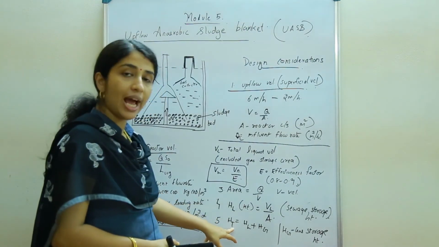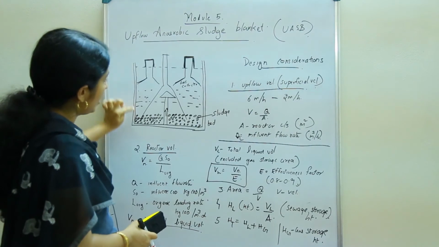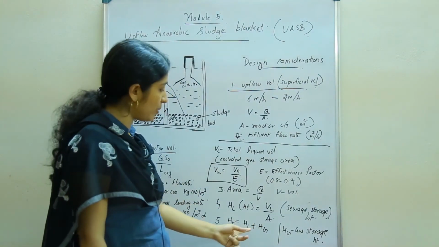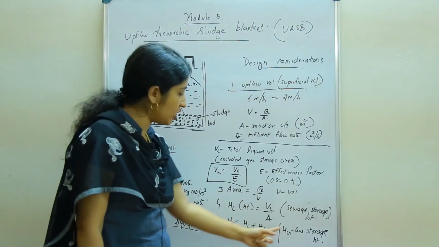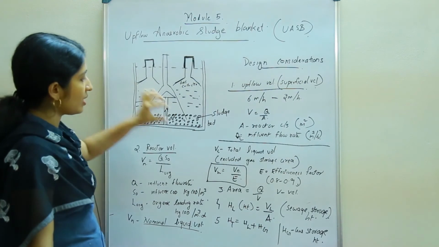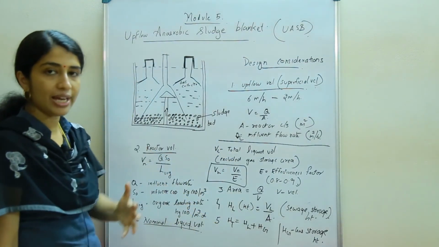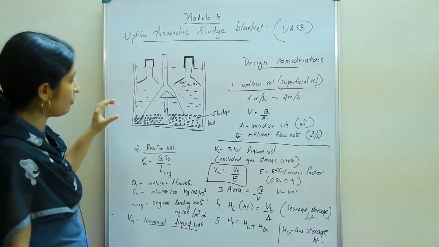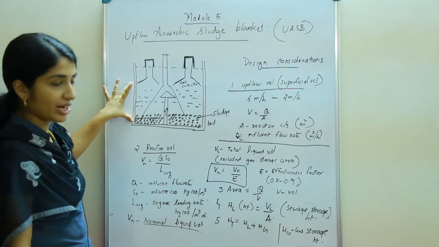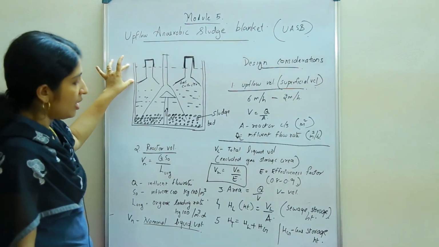Then the total height of the UASB reactor is equal to HL plus HG, where HL is the height for the sewage and HG is the height of gas storage. The gas storage is excluded from the earlier part, but when calculating the total height of the UASB, we have to consider HL, the sewage storage height, and also the gas storage height.